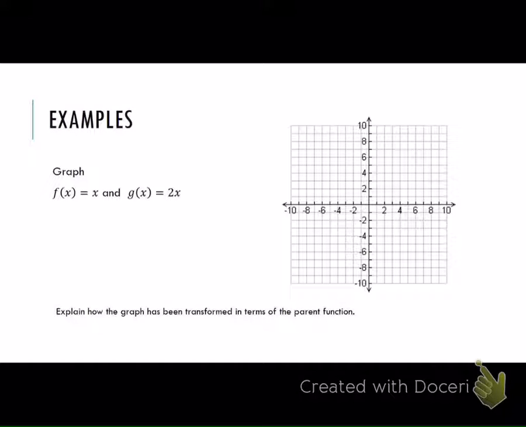So we're going to graph f of x equals x and g of x equals 2x. A lot of you guys complained about function notation. This is where function notation comes in handy, because we're not just using y equals for both of them. They both have their own name, which is really nice.